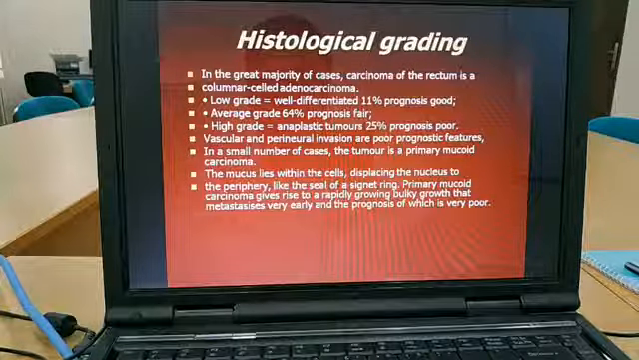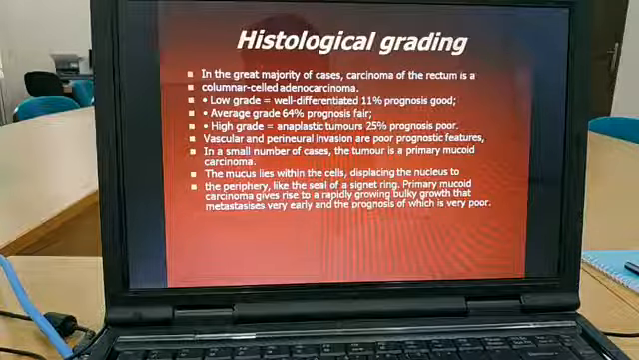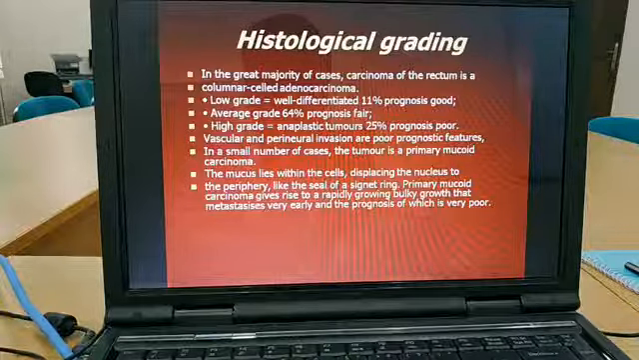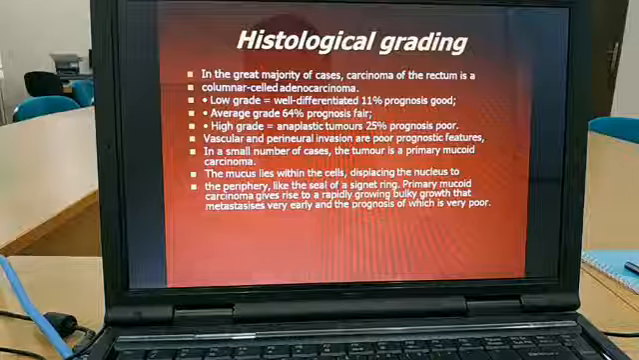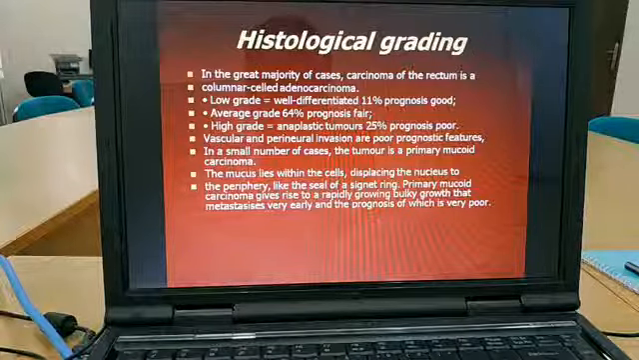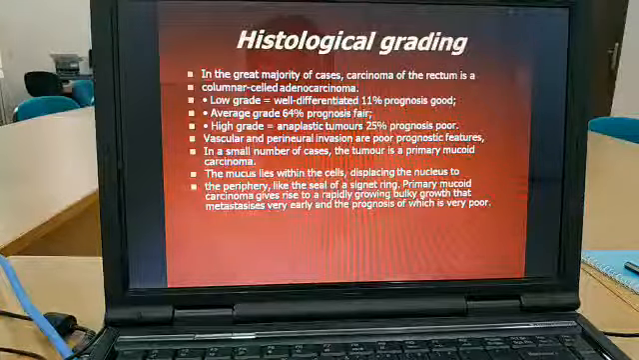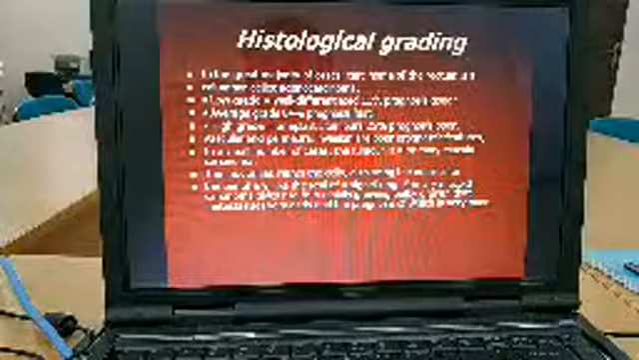What is the importance of this staging? This staging is very important as it is very much involved in the prognosis of the patients. For example, in a low grade, that is well differentiated, the prognosis is good. Average grade, that is moderate prognosis. In anaplastic cases, the prognosis is very poor. Vascular and perineural invasions are poor prognostic features.